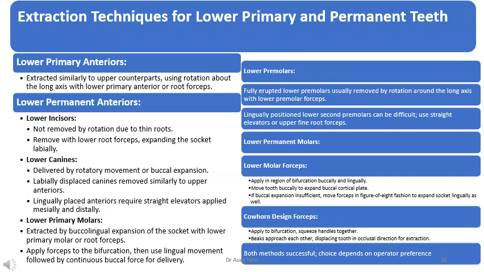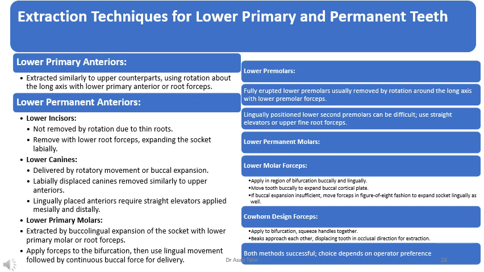Extraction techniques for lower primary and permanent anteriors. Lower primary anteriors. Extracted similarly to upper counterparts, using rotation about the long axis with lower primary anterior or root forceps.